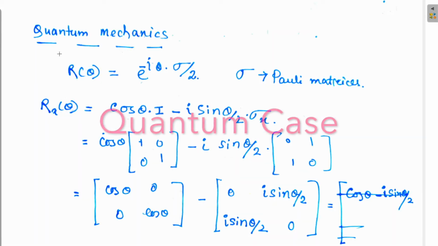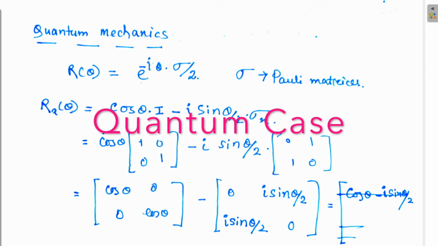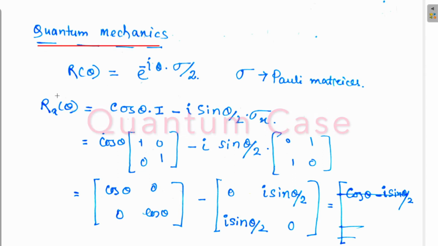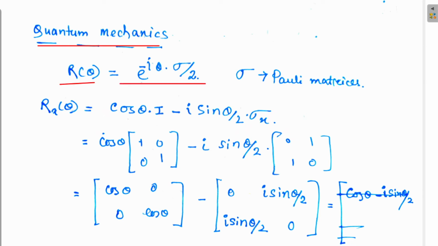So friends, let's now come to the quantum mechanics case. In quantum mechanics, the rotation matrix R theta can be written like this: e raised to the power minus iota theta sigma over 2, where sigma is the Pauli matrices. So we have three Pauli matrices, which are given by sigma x, sigma y and sigma z.